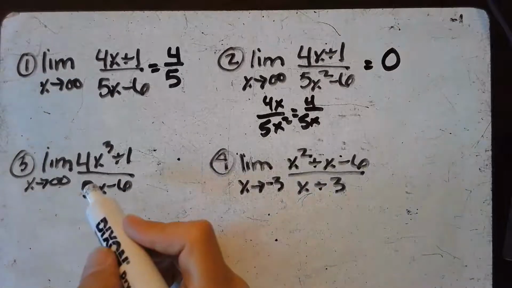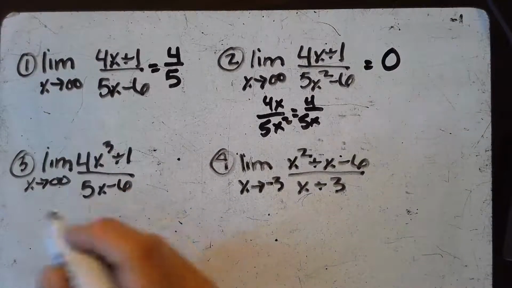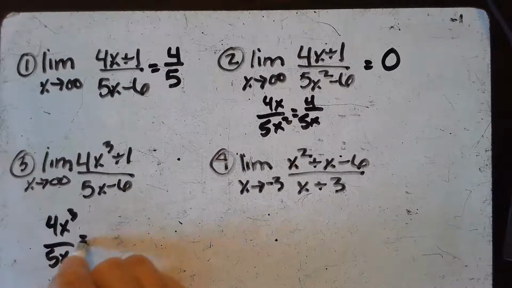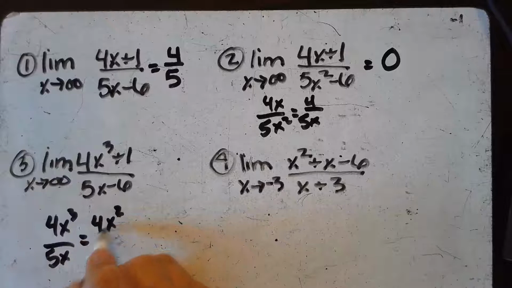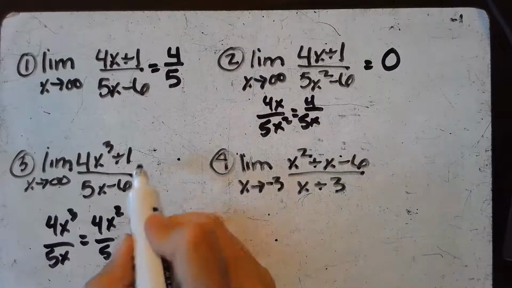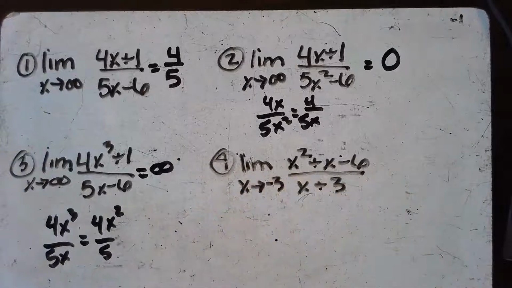What about this one right here? What carries the top and what carries the bottom? We end up with 4x squared over 5. However, as the numerator goes off to infinity, the whole limit goes to infinity.